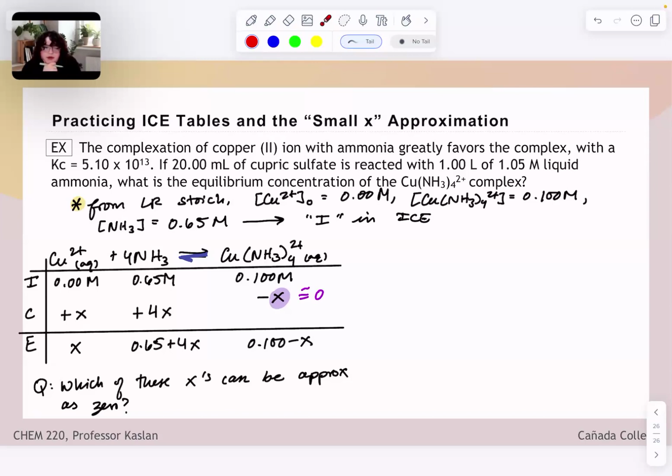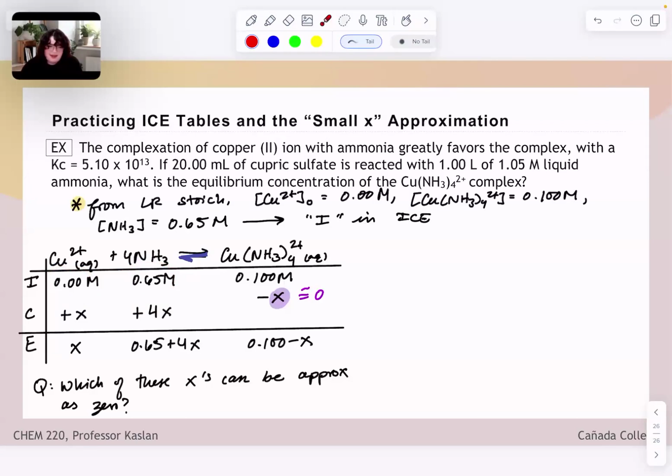So let's look at what we have in this particular reaction, because this kind of analysis we're about to do is going to be one that you have to do on a reaction by reaction basis, right? So here, notice I had a really overwhelming amount of excess reactant, an incredible amount of excess compared to the copper ion. This was just a gigantic amount of ammonia.